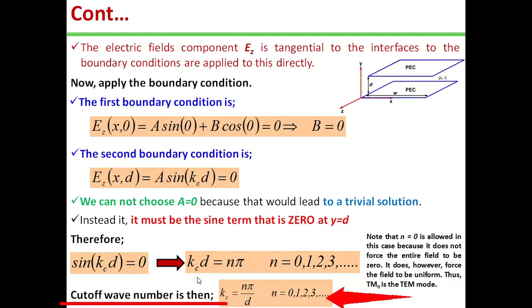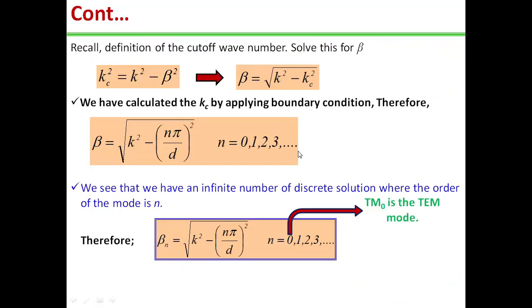Therefore, we will have cutoff wave number Kc equal to n pi by d, where n varies from 0, 1, 2, 3, 4 and so on. Now we have to calculate the phase constant. To calculate the phase constant, we have to recall the definition of cutoff wave number according to the wave equation. So Kc square is equal to k square minus beta square. After solving this, we find beta is equal to square root of k square minus Kc square.